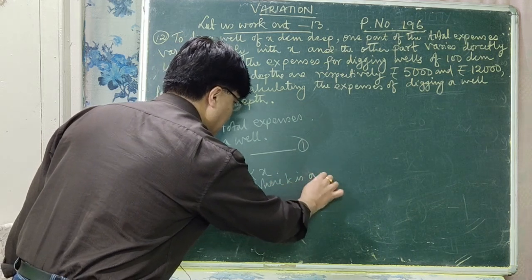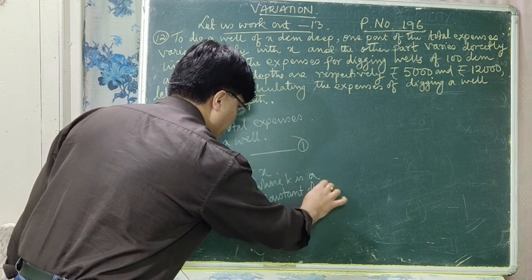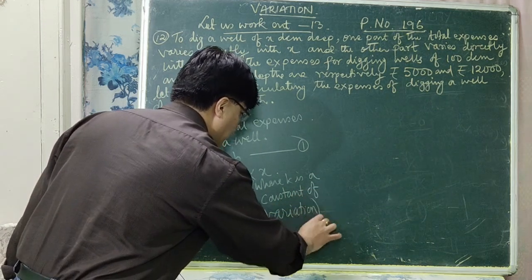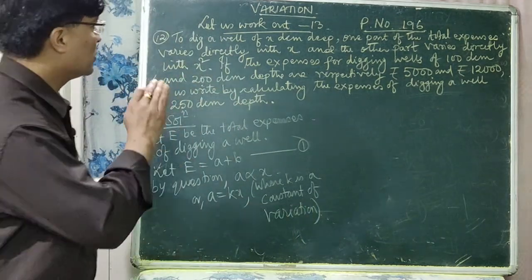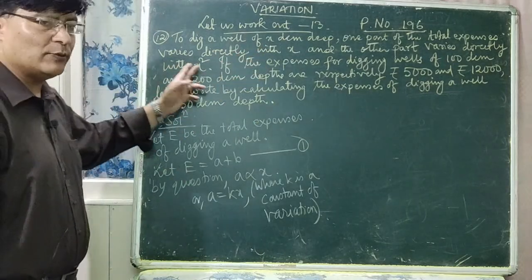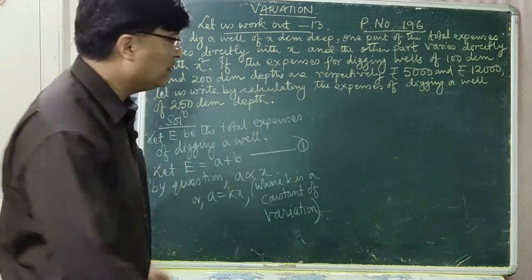Where K is a constant of variation. That is, A is equal to Kx. So now again, what is given in the question? And the other part varies directly with X square. Which is the other part here? B is the other part. Okay.